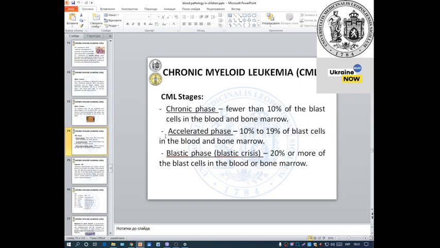Chronic myeloid leukemia has three stages. First stage, chronic phase: fewer than 10% of blast cells in the blood and bone marrow. Second, accelerated phase: 10 to 19% of blast cells in the blood and bone marrow. And third, blastic phase or blastic crisis: 20% or more of the blast cells in the blood or bone marrow.